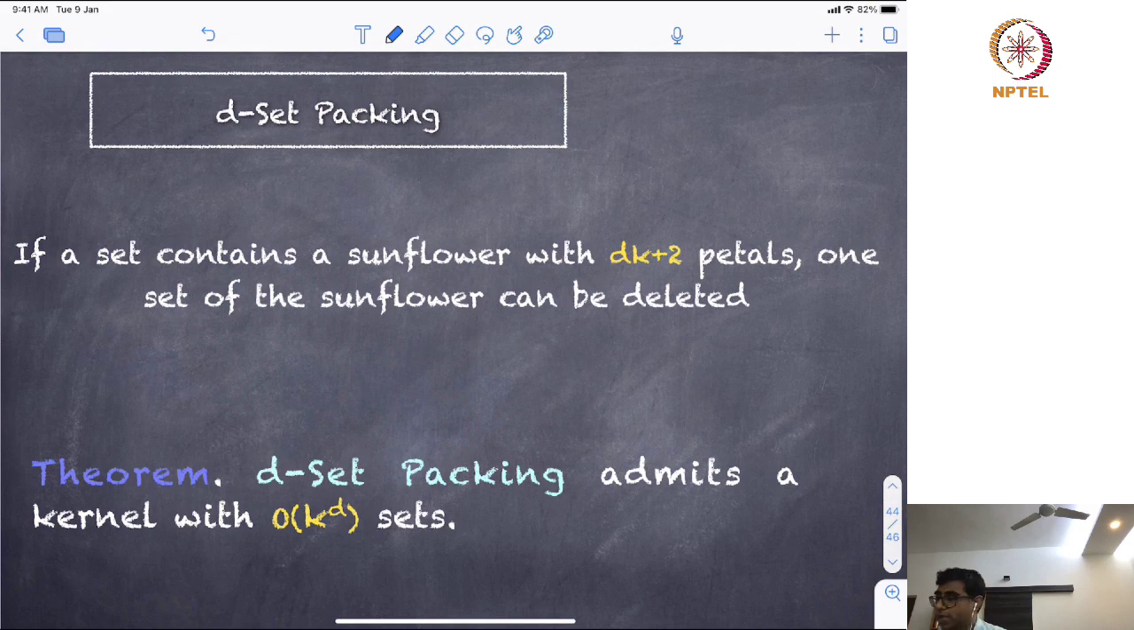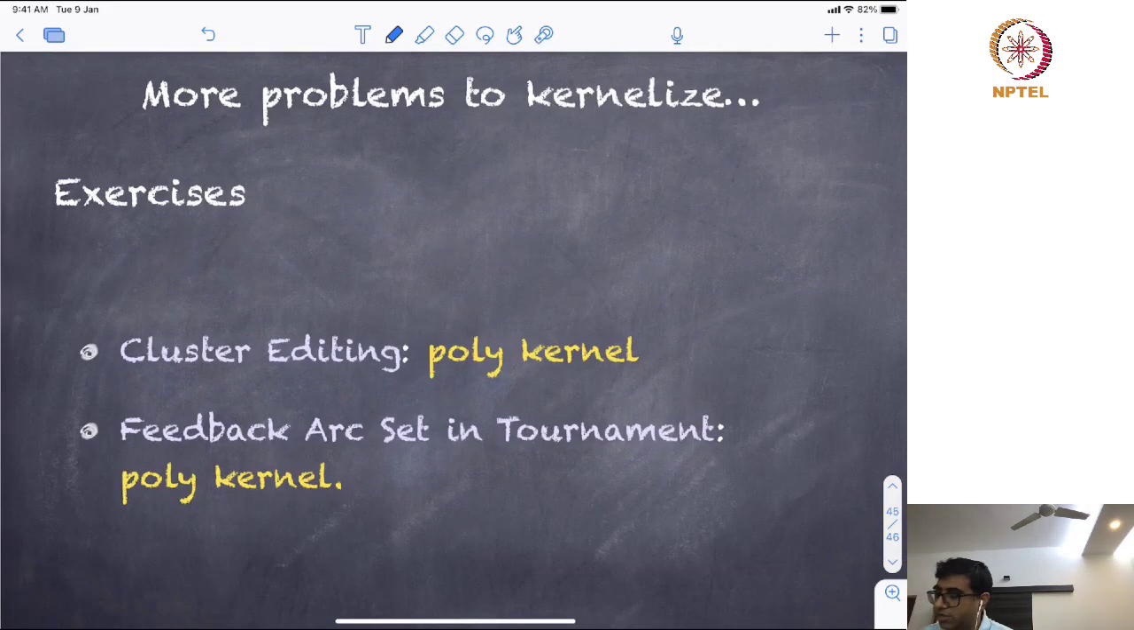Okay. So, that is the last kernel that I want to touch. There are more problems one can kernelize, like cluster editing or feedback arc set in tournaments. Look at the exercises that will follow.